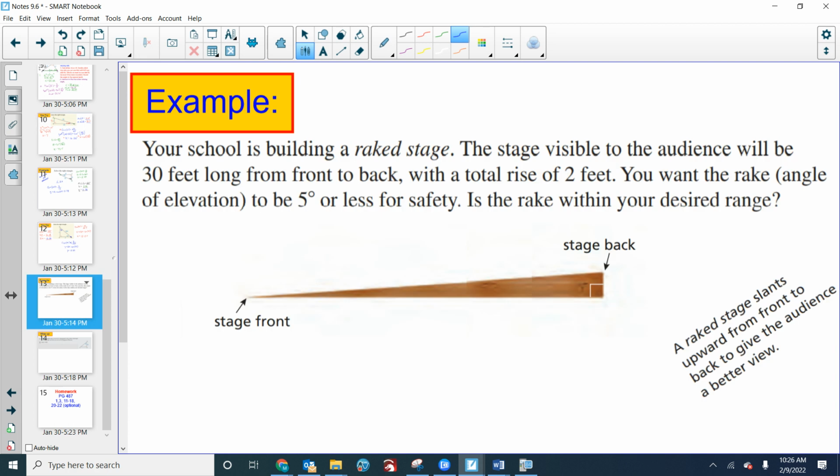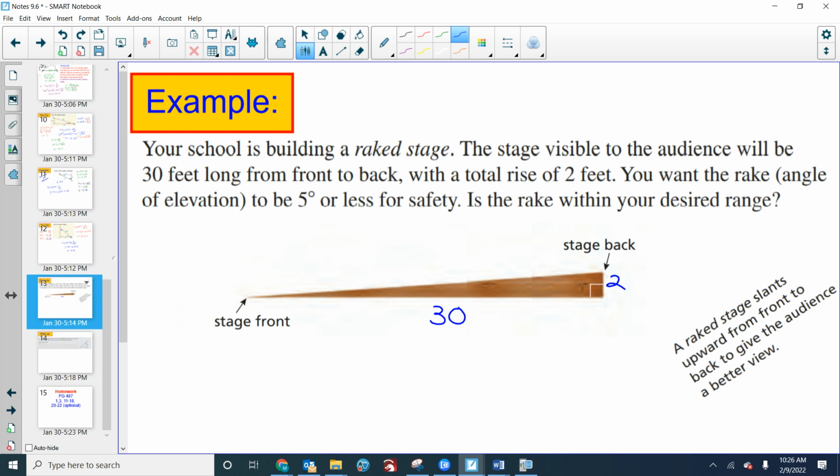Now an application problem. Your school building a raked stage. The stage visible to the audience will be 30 feet long from front to back, with a total rise of 2 feet. So, 30 feet long from front to back. Where do you think the 30 feet goes? Hypotenuse or the bottom side? Bottom side, good. 30 feet. You want the rake, the angle of elevation, to be 5 degrees or less for safety. Is the rake within your desired range?